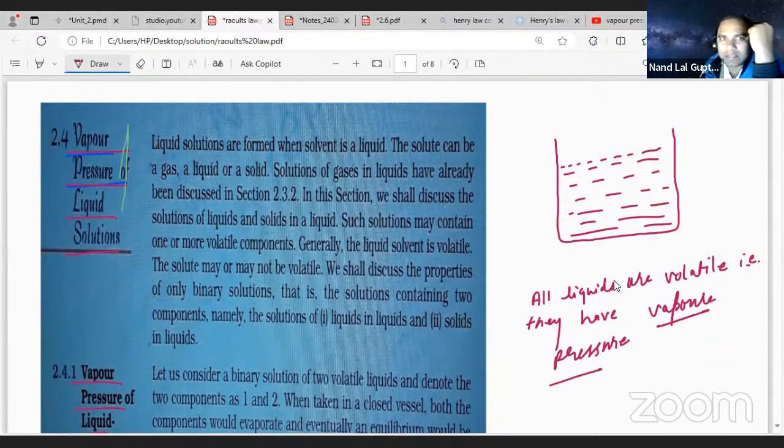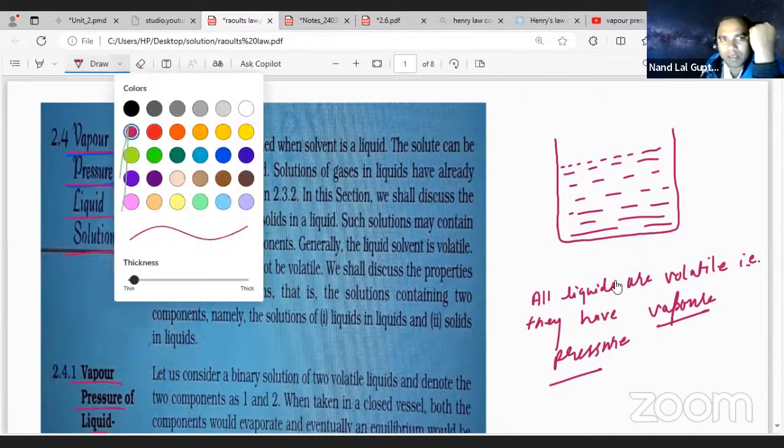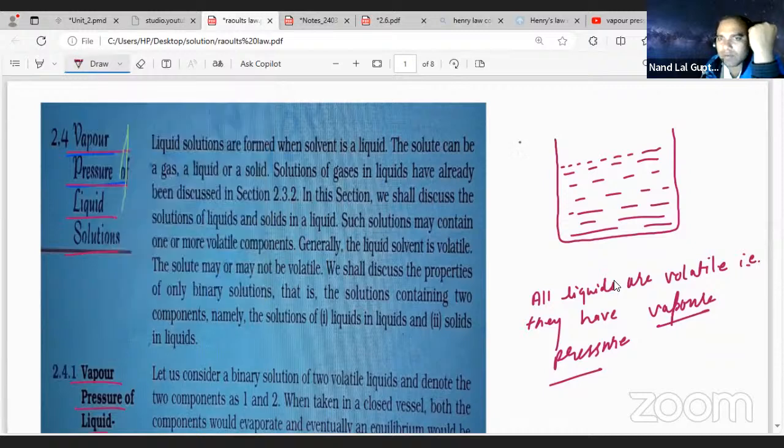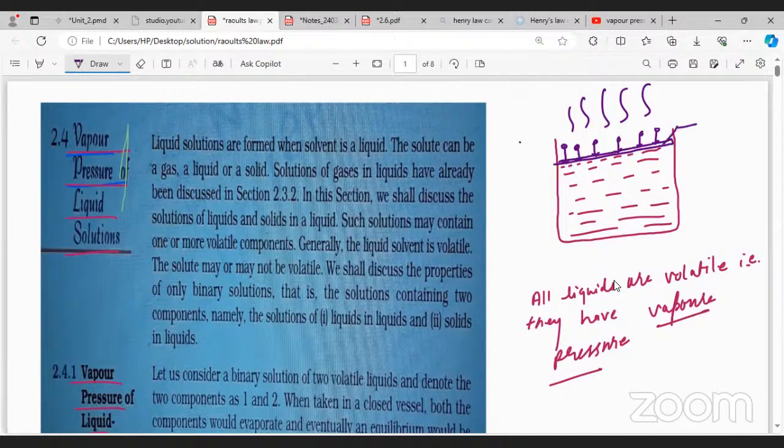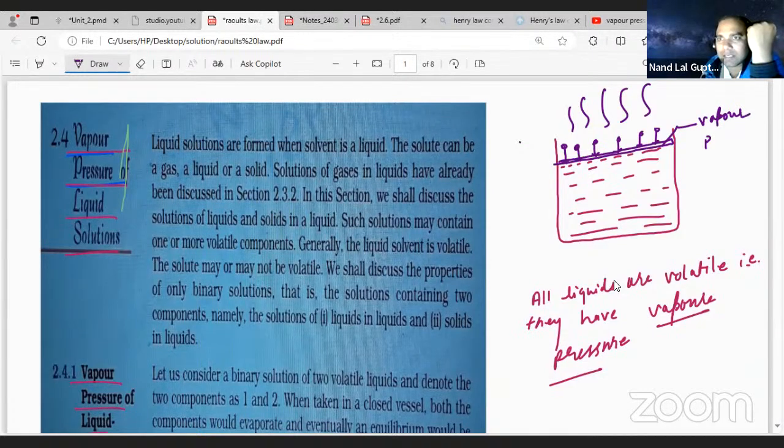Some of the liquid particles are going to convert into vapors. Suppose these are the vapors of the liquid. When these particles jump, they are going to exert pressure on the surface. Whatever pressure they exert on the surface is called the vapor pressure. Keep in mind that vapor pressure is the pressure exerted by vapors of the liquid over the liquid surface.